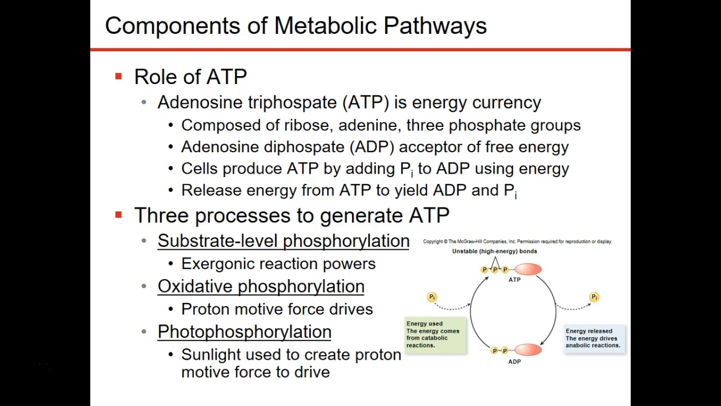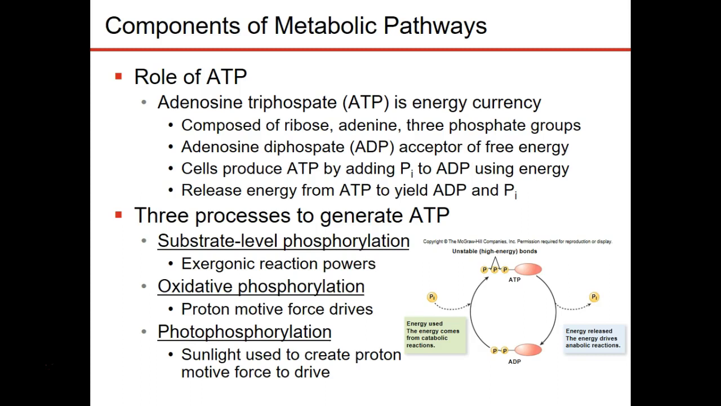The whole function of this chapter is to talk about different metabolic pathways. And any metabolic pathway that runs is going to need ATP. ATP is the energy currency that our cells use. It's produced from a low energy molecule called ADP, adenosine diphosphate. When we add an extra phosphate to it, it becomes ATP.